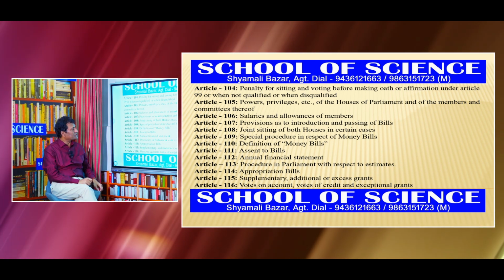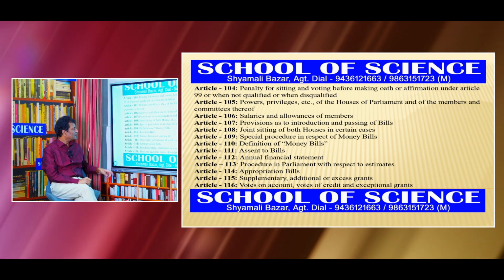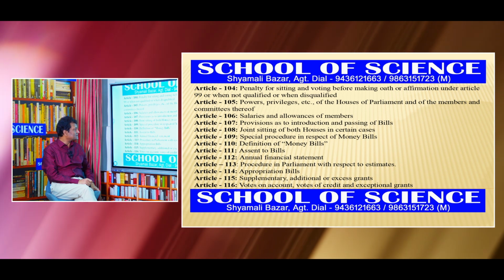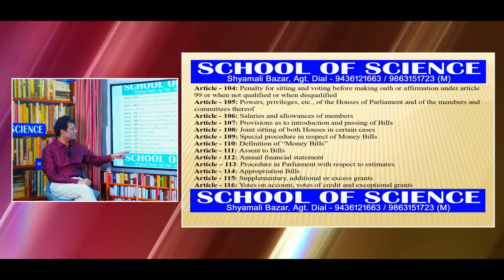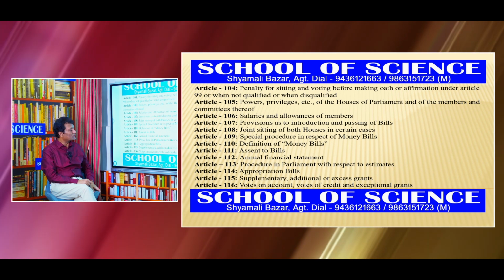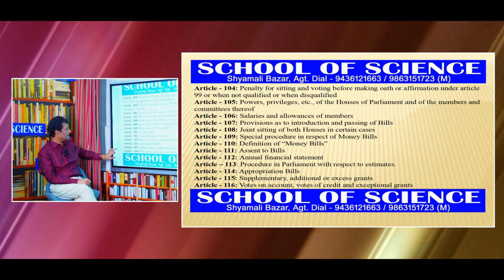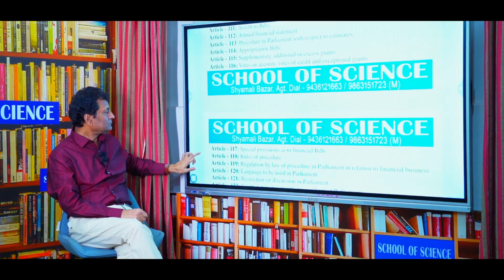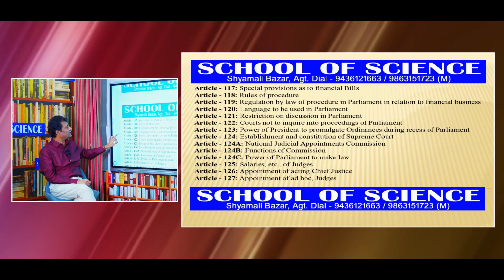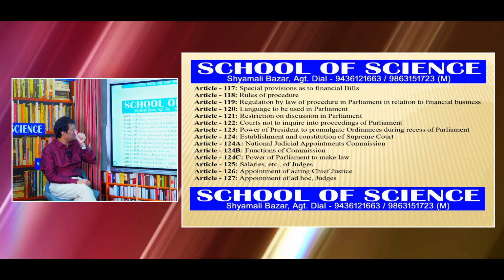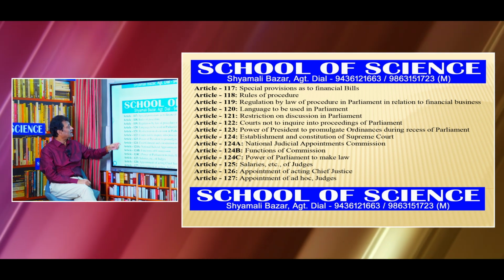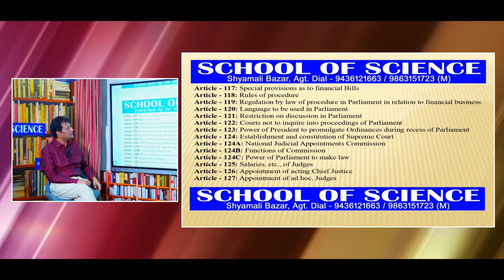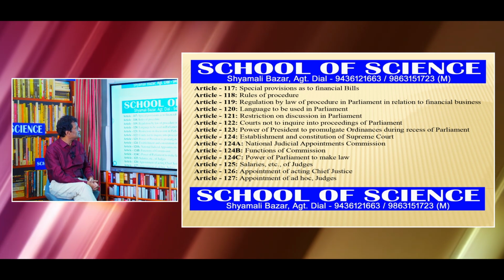Article 113, procedure in Parliament with respect to estimates. 114, appropriation bills. Article 115, supplementary, additional or excess grants. Article 116, votes on accounts, votes of credit and exceptional grants. Then Article 117, special provisions as to financial bills. Article 118, rules of procedure.